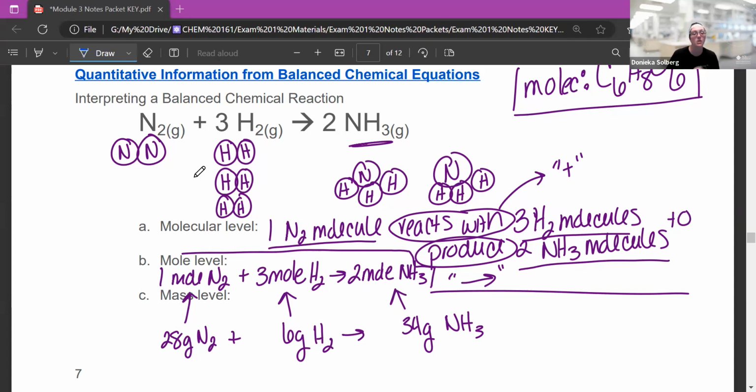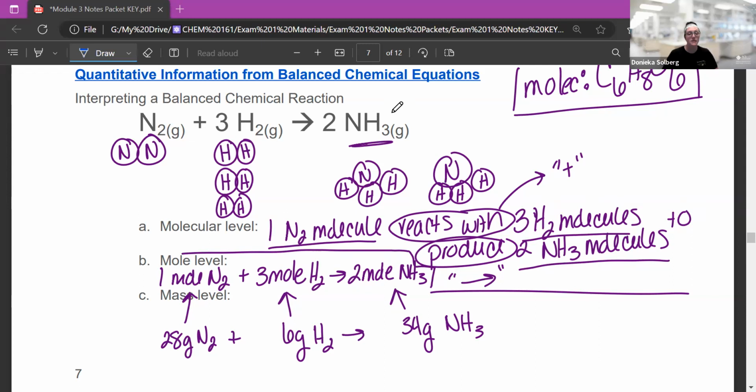On the molecular level, I would say verbally that one nitrogen molecule, so one N2 molecule, reacts with, that means plus, that's this guy here, 3 H2 molecules or 3 hydrogen molecules, that's this guy, to produce or to make, that's my arrow, 2 NH3 molecules or 2 ammonia molecules, that's this guy. So on a molecular level, it's one of these reacts with 3 of these to make 2 of these, okay?